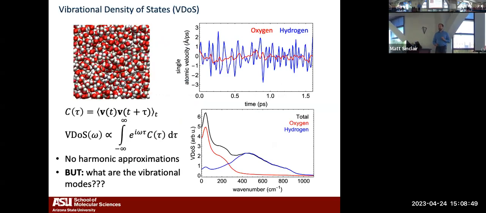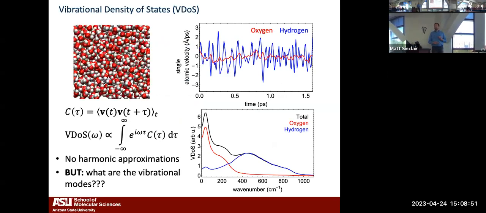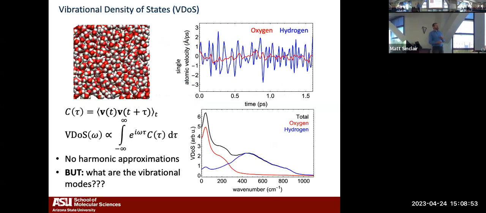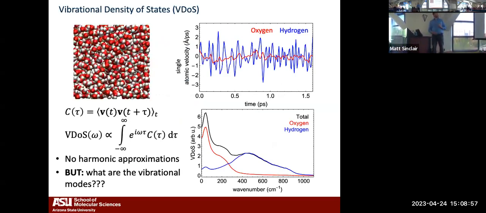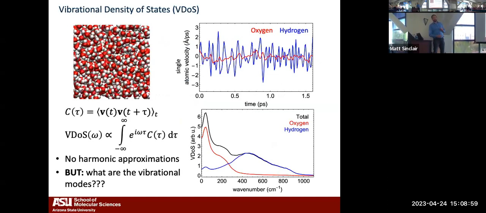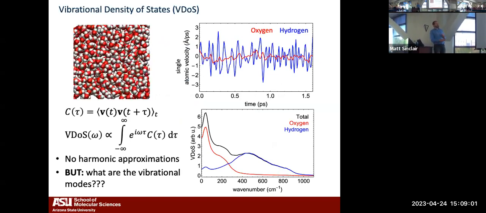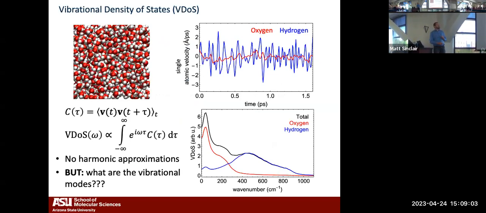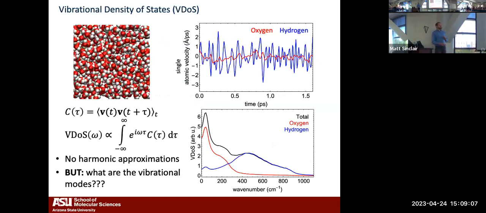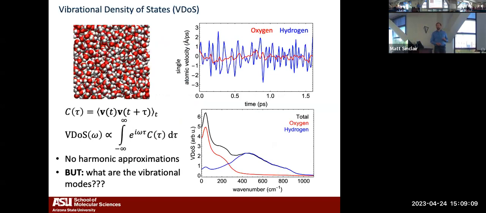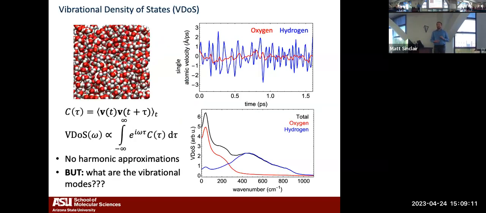A way you can analyze vibrations is to look at fluctuations. For example, you look at the velocities of the different atoms. You can see as a function of time they're fluctuating quite a bit, oscillating at particular frequencies. You calculate a time correlation function from those, and you Fourier transform it, and you get a spectrum. This is the spectrum of vibrations in your system. We call it the vibrational density of states.